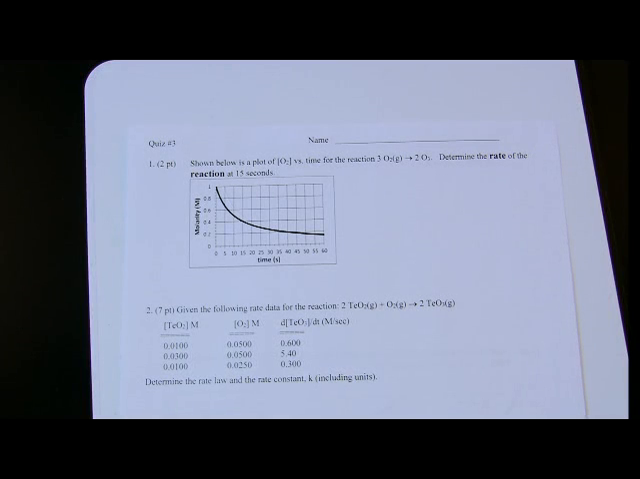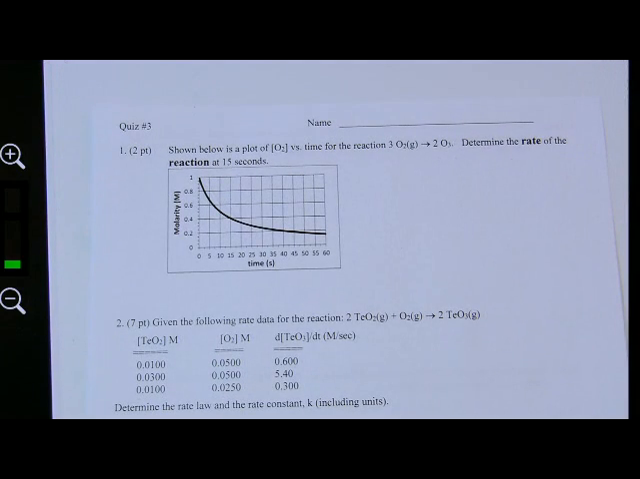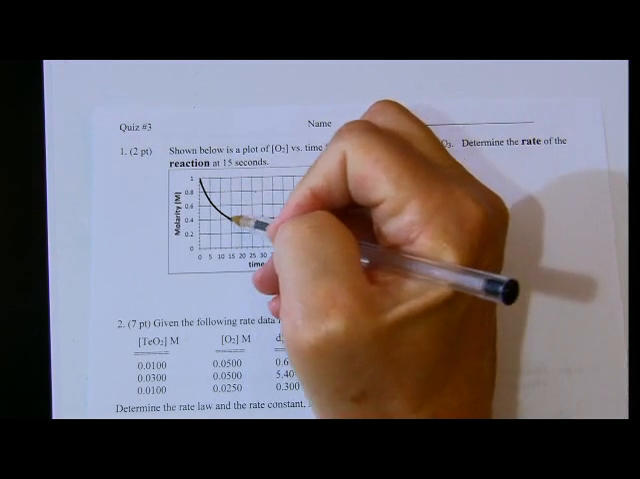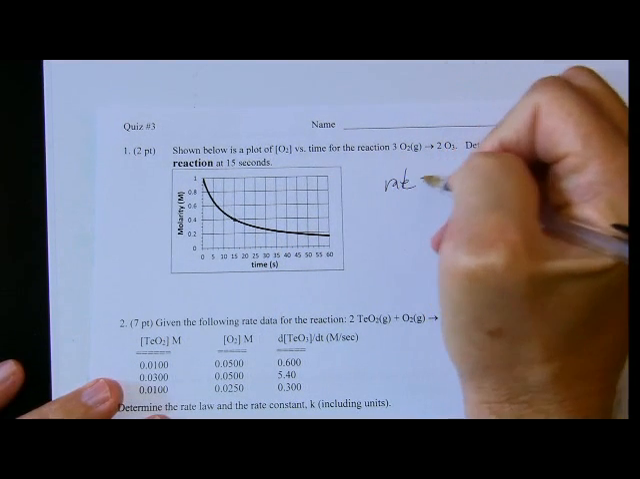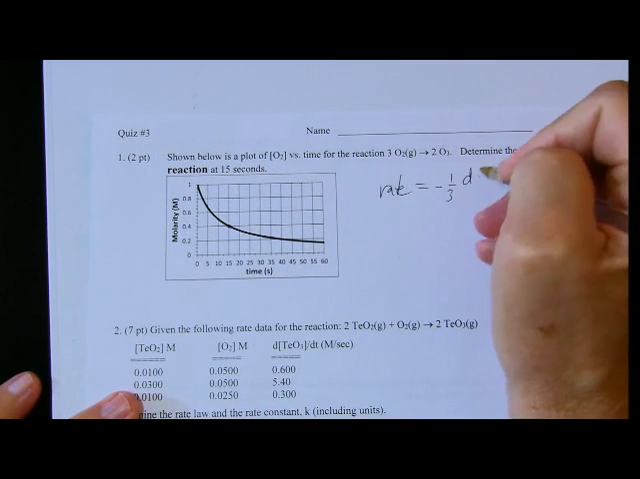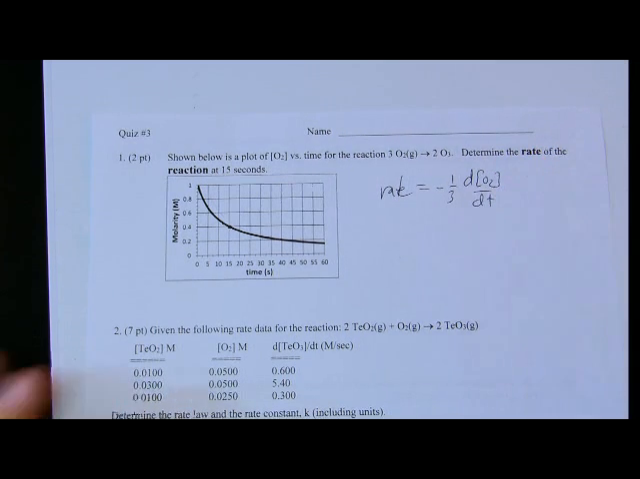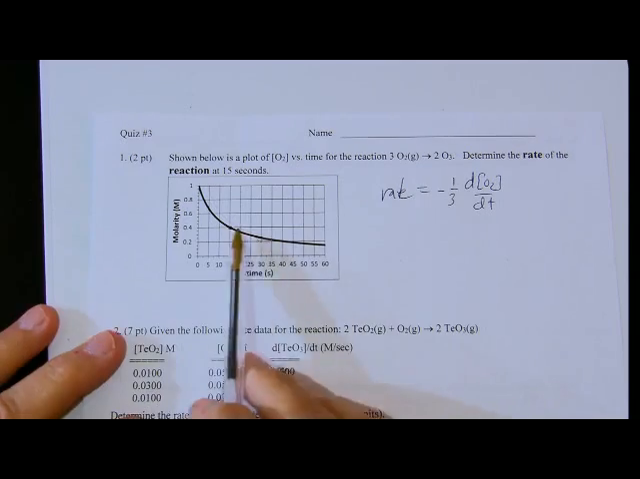Make sure that we know the proper way to do that. So, if you have a plot like that and you want to know what the instantaneous rate is right at that point right there, well, the rate is defined as minus 1/3 d[O2]/dt, based on the fact that we're given the plot of the oxygen. And this is the slope at that point right there.